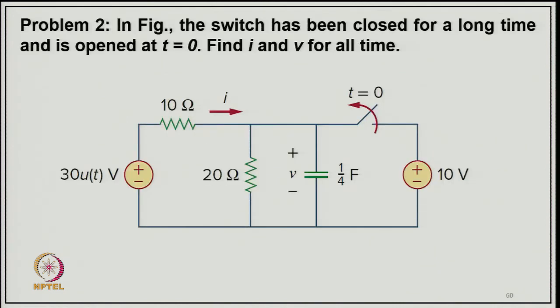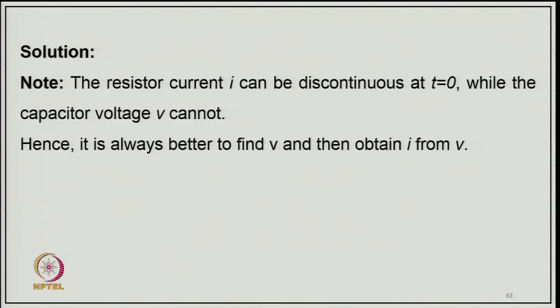Now, coming to an example, problem 2. In the figure, the switch has been closed for a long time and it is opened at t equal to 0. Find i and v for all times. So, here we have a switch which has been closed and now we want to open it. When the switch is closed, you can find the voltage, going from which value to which value, corresponding to a step function. This switch is virtually operated as a step function, because it will be energizing the circuit after opening the switch.